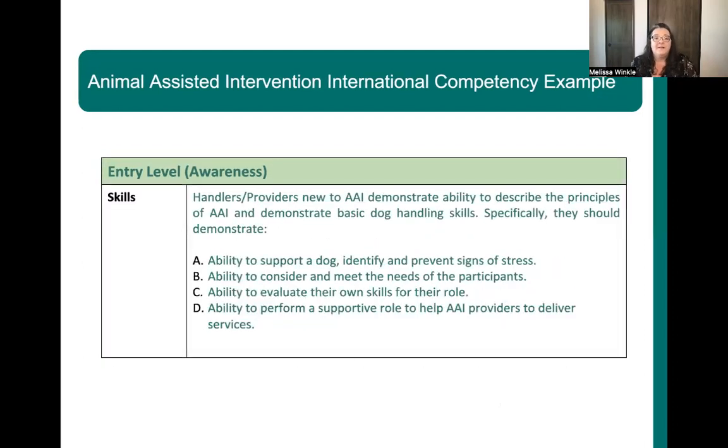Now let's look at entry level skills. So handlers or providers new to AAIs demonstrate ability to describe the principles of AAI and demonstrate basic dog handling skills. So specifically, they should be able to demonstrate supporting a dog, like identifying and preventing signs of stress, the ability to consider and meet the needs of the participants, to evaluate their own skills. Some of us just are not multitaskers, and we would do better having a dog-human team come into our sessions so that we can give more of our attention to our clients. Ability to perform a supportive role to help providers to deliver those services.